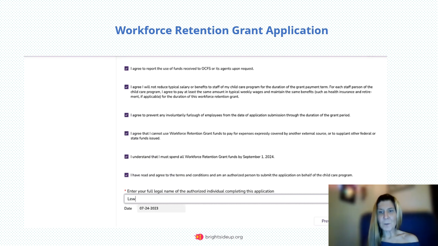The next page will be the provider attestation page. There are more questions on this page than there have been for previous grants, and the reason being is because we are attesting to information about ourselves and our employees. So please review these questions. Once you've selected each, enter in your full legal name at the bottom and click on Submit. This will submit your application to OCFS.